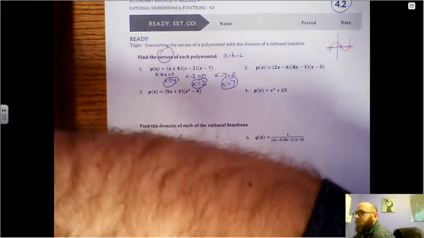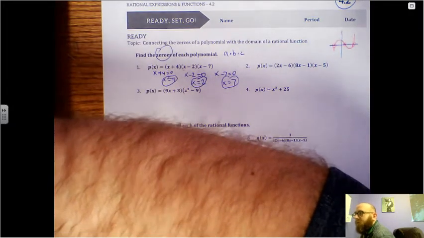Let me zoom in a little bit. It's a little far away. You can look at the freckle on my arm if you want. There we go.